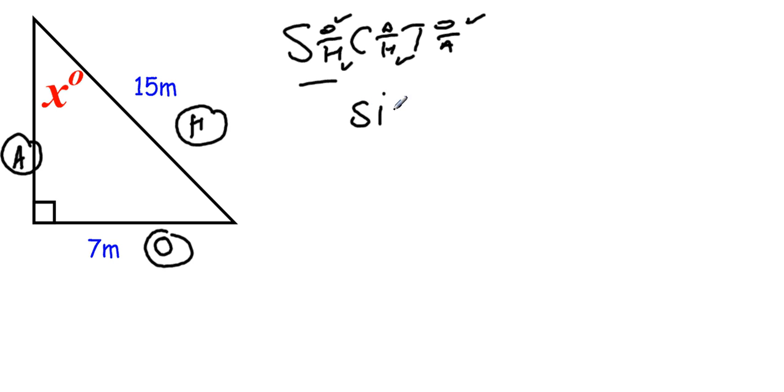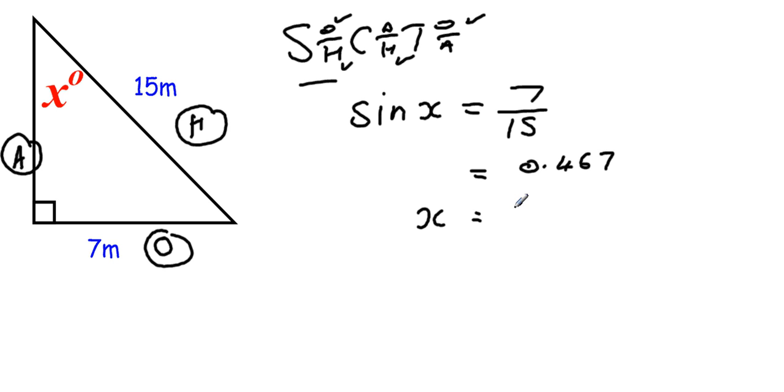So sine of our angle x is the opposite side 7 over hypotenuse 15. Again, plug that into the calculator, you'll get an answer of 0.467. And if that's what sine is, then x itself is just the inverse sine, sine to the minus 1, of 0.467. And again, to 1 decimal place, that will give us 27.8 degrees.